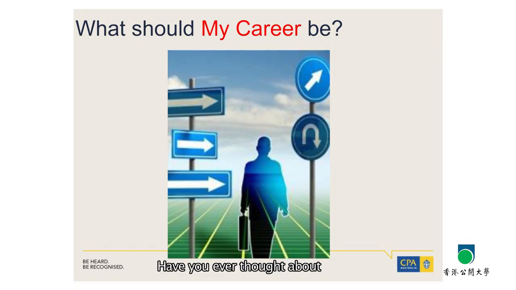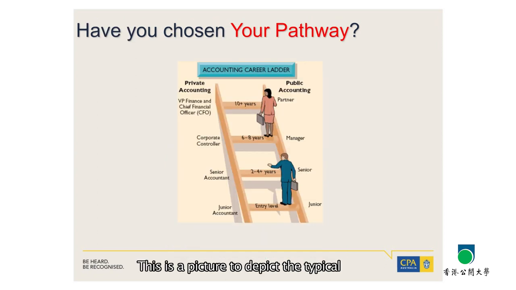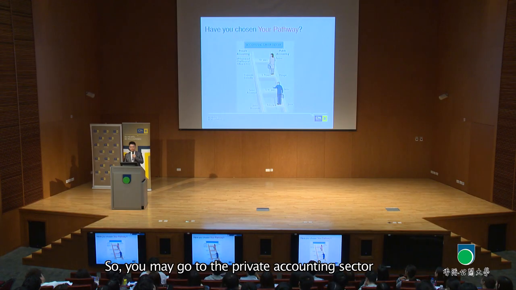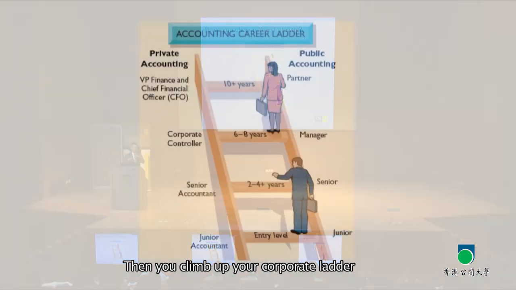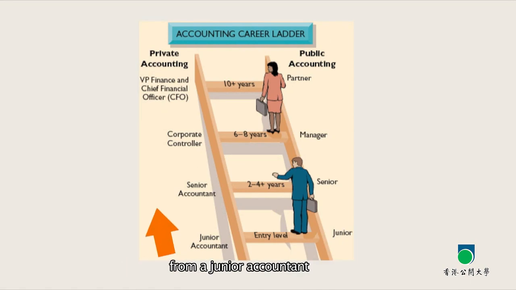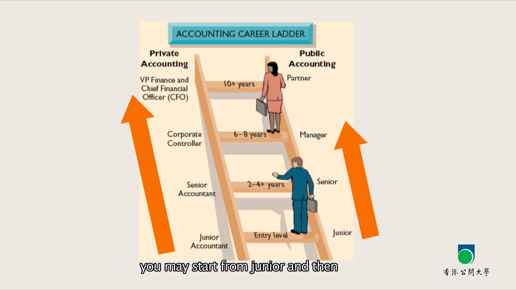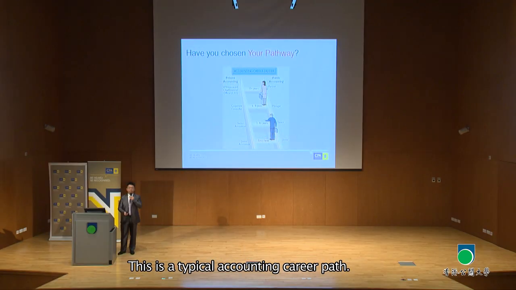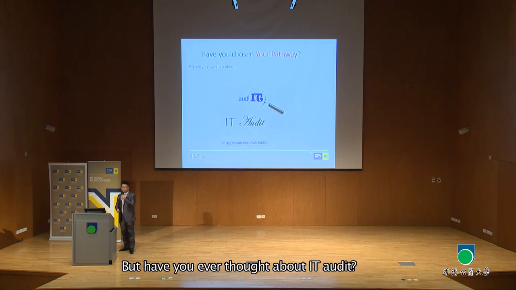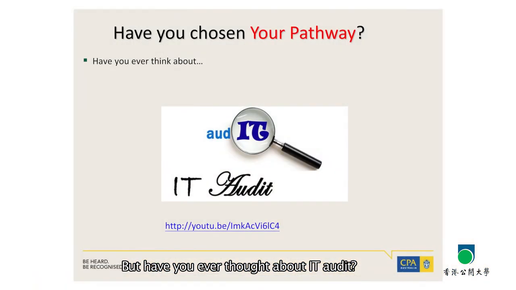Have you ever thought about your career at this moment? This is a picture to depict the typical career path for accounting. So you may go to a private accounting sector or a corporate accounting sector. Then you climb up your corporate ladder from a junior accountant to CFO eventually. If you go for a public accounting path, you may start from junior and then at the end climb up to a partner. This is a typical accounting career path. But have you ever thought about IT audit?